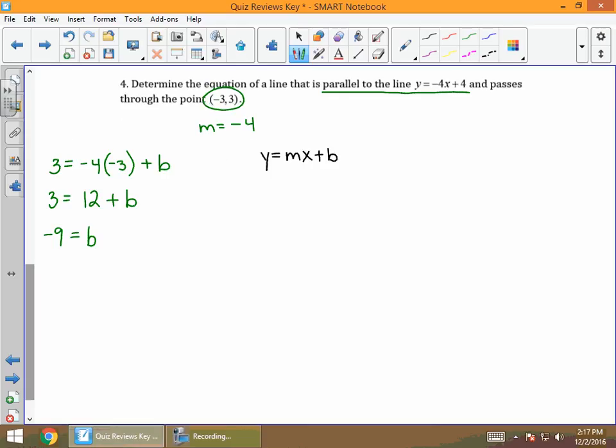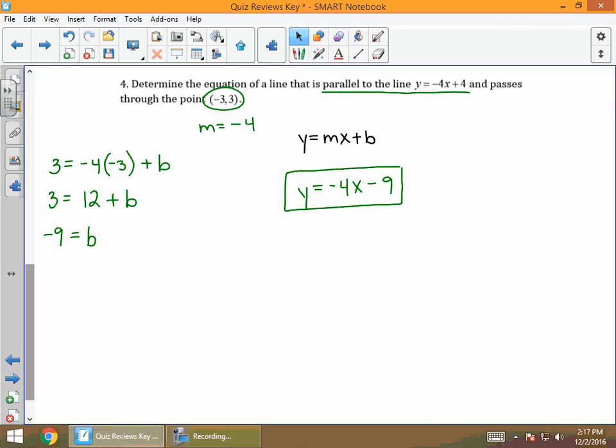So my equation, y equals mx plus b, is y equals, the m is negative 4, x plus the b is negative 9. So y equals negative 4x minus 9. That takes care of page 1.